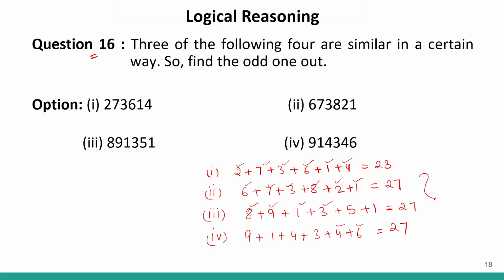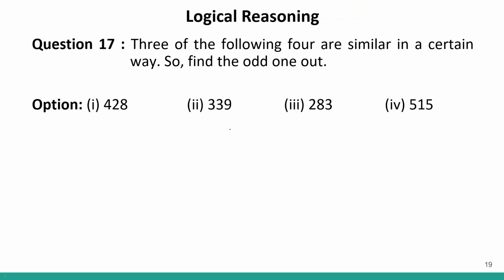So if I look at option number 2, 3, 4, they all have the same sum, which is 27. Only option number 1 has a different sum, that is 23. So the answer will be option number 1, 273614. Clear? Now, question number 17.